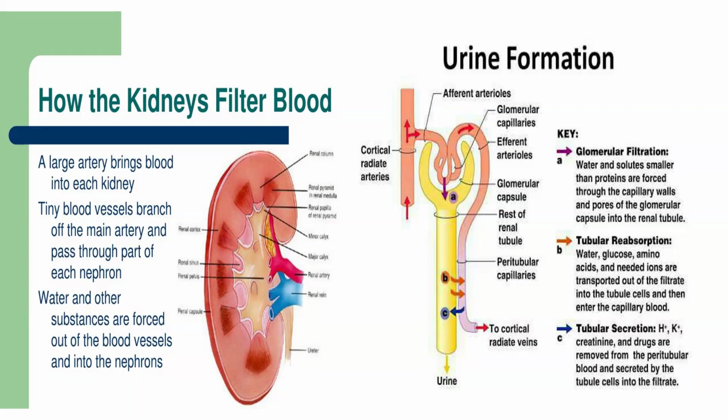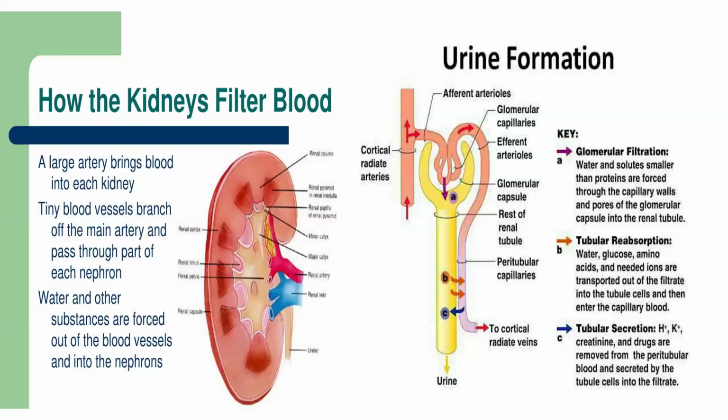So filtration is where the water and the solutes that are smaller than proteins are forced through the capillary walls and into that glomerular capsule. Protein and red blood cells are not part of this process. They will bypass that process of filtration and go into the basement membrane there. If you have protein, if you have blood in that urine, then you have a problem with that kidney.